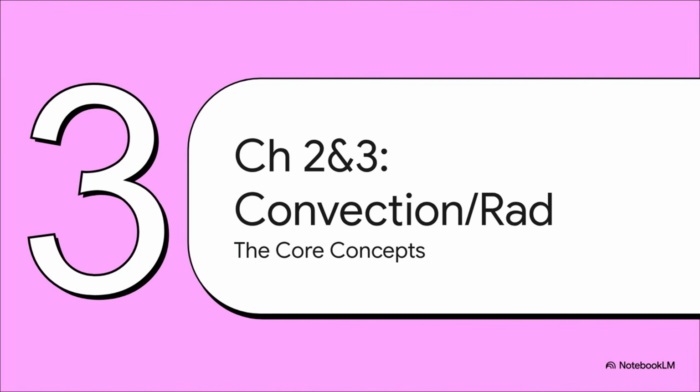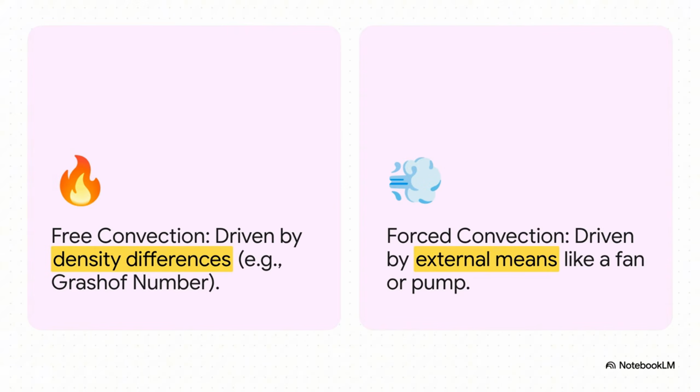Okay, let's move on to the real core of the syllabus. Chapters 2 and 3, Convection and Radiation. I mean, these two are just packed with the fundamental concepts you have to know. One of the most predictable questions on the entire exam is being able to tell the difference between free and forced convection. Our analysis shows this comparison, or something related to it like defining the Grashof number, shows up in almost every single paper. You absolutely have to know this cold.